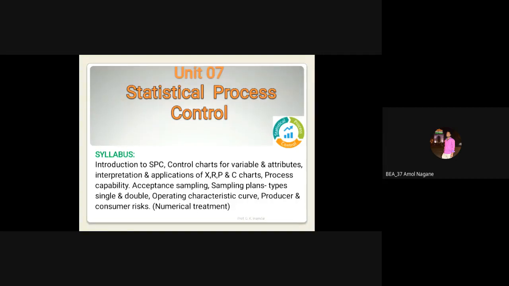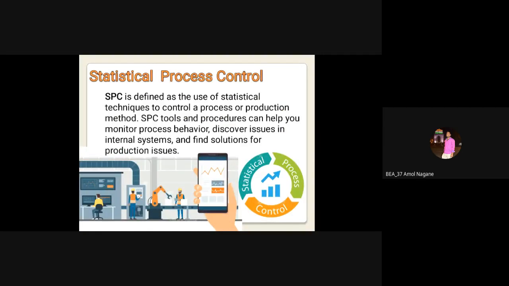Producer and consumer risk, and numerical treatment on P and C charts. Producer and consumer risk is very important while starting any idea to product, or idea to service. Everywhere there is risk, so we will discuss that point. Now let us start with the introduction to statistical process control.